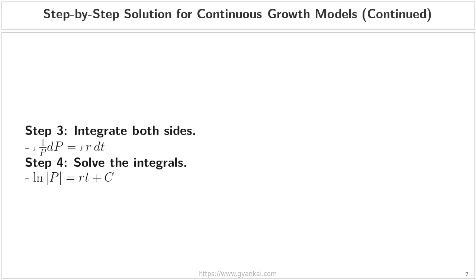Moving into step 4, we perform the integration to solve these integrals. On the left side, the integral of 1 over P gives us the natural logarithm of the absolute value of P. On the right side, integrating the constant R with respect to T simply gives us R times T. And, as always with indefinite integration, we must include our constant of integration, C. This leaves us with the equation: natural log of the absolute value of P equals RT plus C. We will use this result in the next slide to isolate P and find our final growth formula.